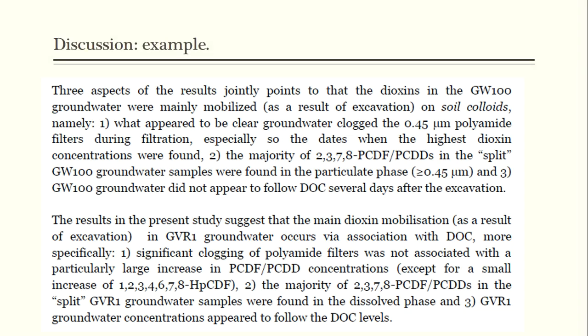Let's see. Here we have an example of a discussion. I've taken this from my own work as well, because I haven't had time to look for other things. Maybe I'll update this for the future. Okay, so three aspects. We're going to discuss the results a little bit in this. Three aspects of the results jointly point to that the dioxins in the groundwater were mainly mobilized on soil colloids. And then I give reasons as to why. The results in the present study suggest that the main dioxin mobilization occurs via association with dissolved organic carbon. And you're discussing your results here. It's not the best example, maybe, but it'll have to do for now.